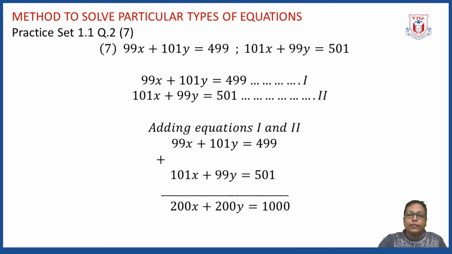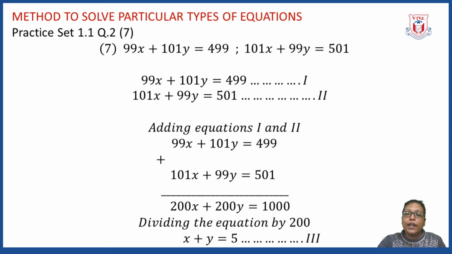So when we add 99x plus 101x, we are going to get 200x, plus 101y plus 99y, we are going to get 200y, and 499 plus 501 gives us 1000. So addition is done. Now observe the sum. What is the sum? 200x plus 200y is equal to 1000. You will find that all the coefficients here are divisible by 200. So divide the equation by 200 to get the simple equation.